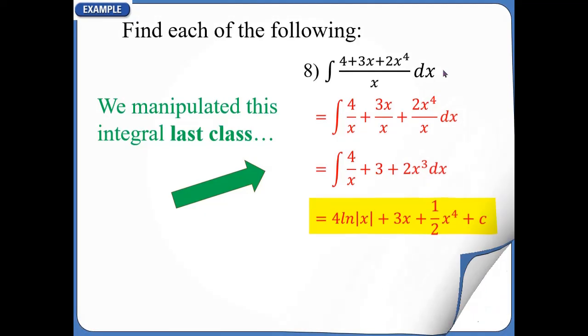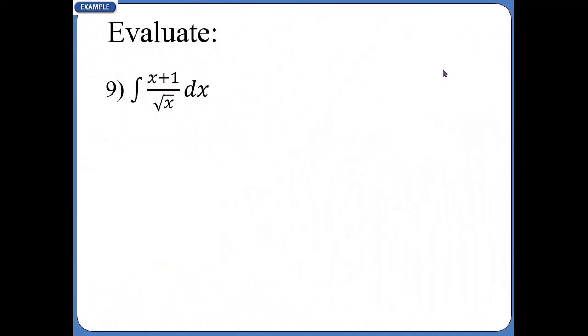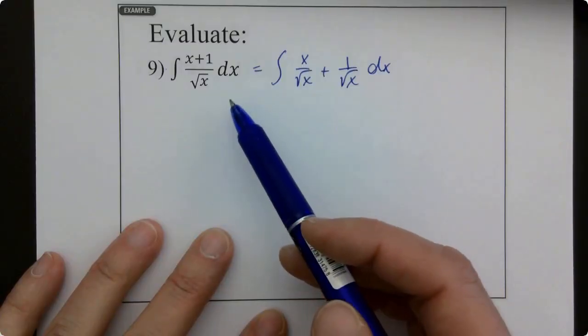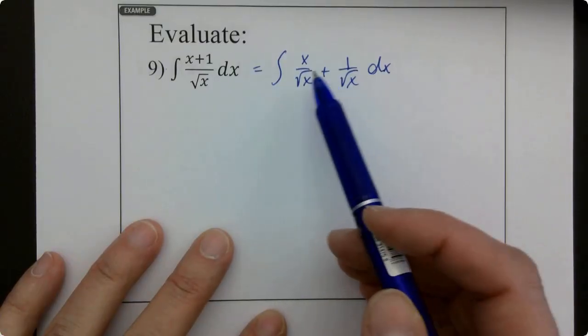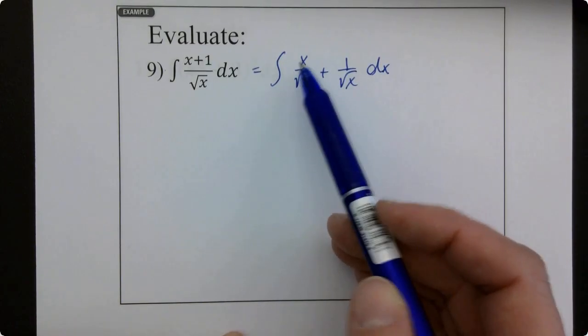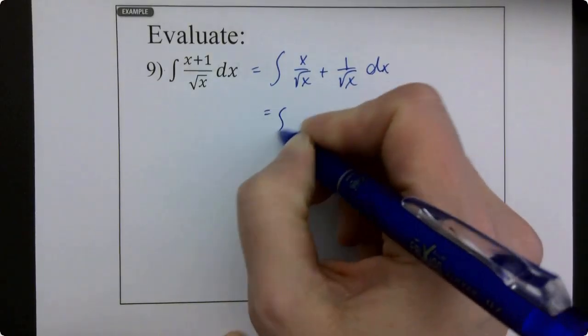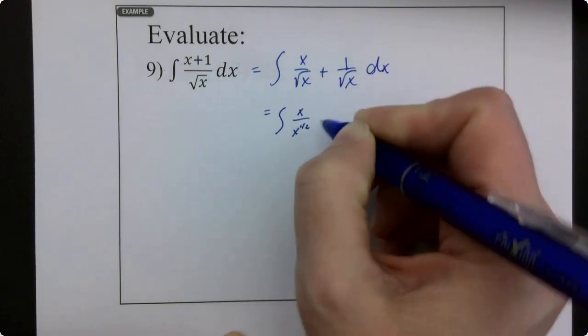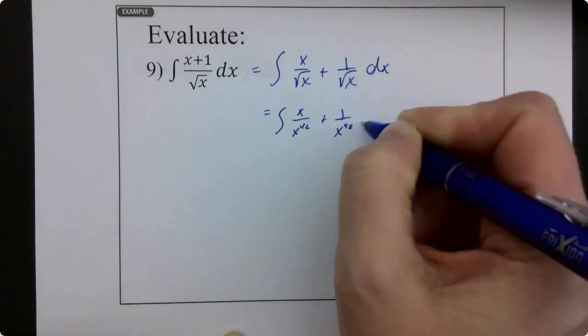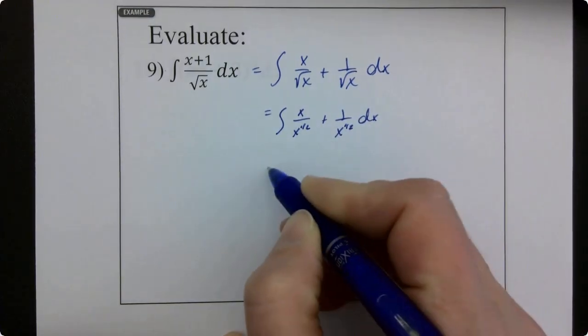With your notes in front of you, we're going to do number 9. Again, the strategy would be to split up your fraction. So that's what I've done here. Now, this is really the integral of x over x to the 1/2, plus 1 over x to the 1/2. You don't need to write that down, because this next step you can do without this.